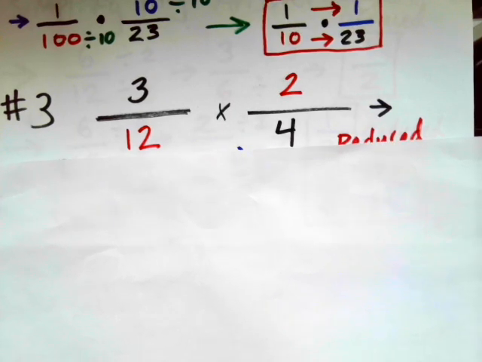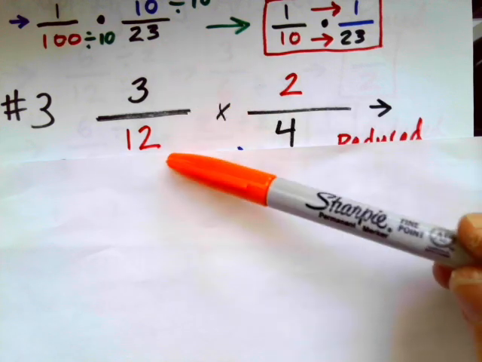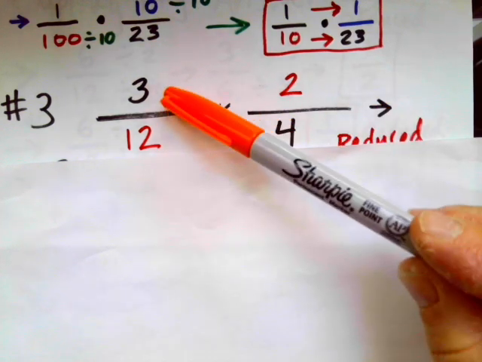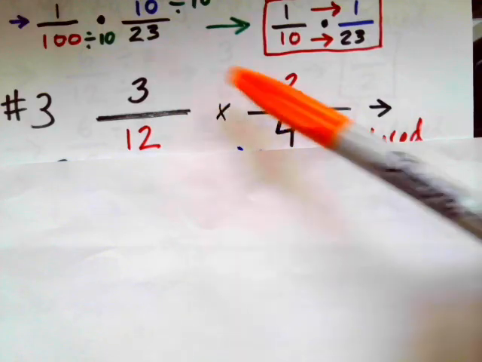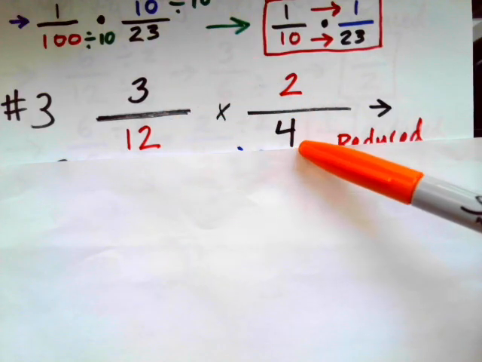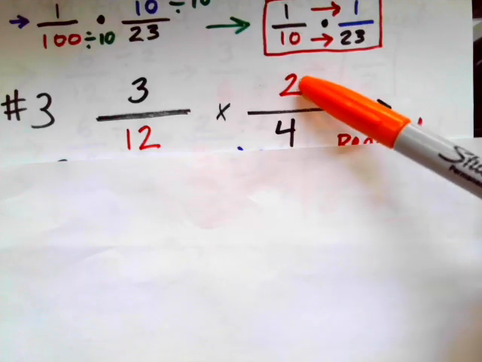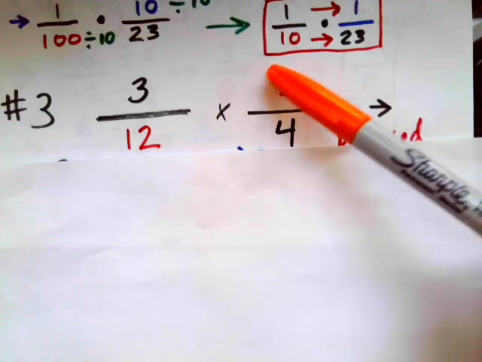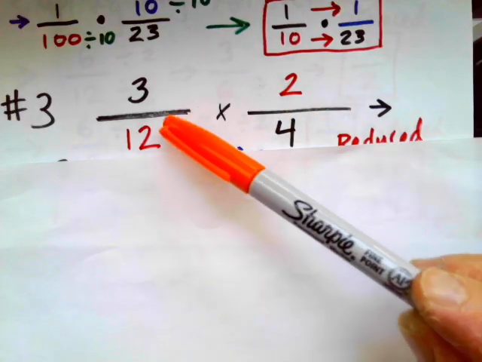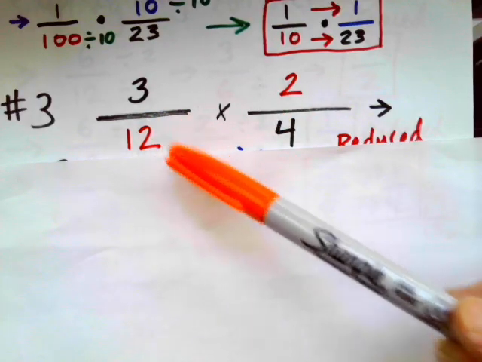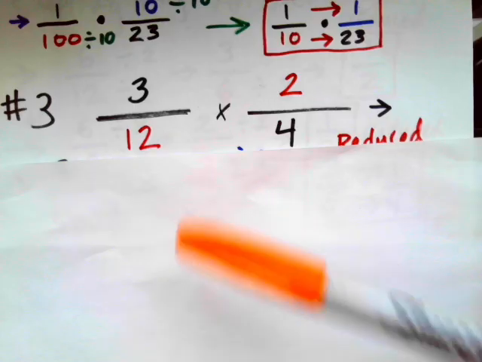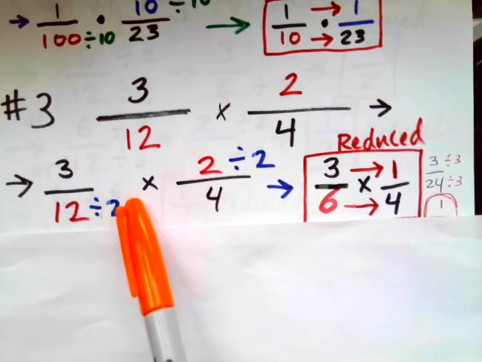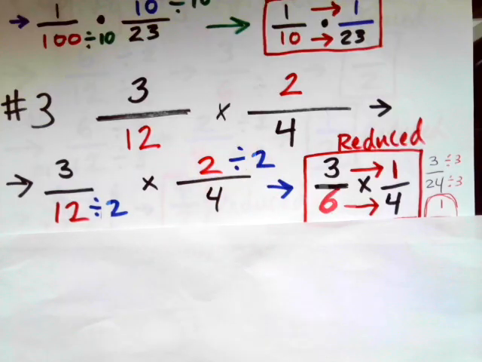Here's my third example. 3/12 times 2/4. Now, 3 and 4, only 1 will be divided evenly into those two terms without a remainder. 2 and 12 are both even numbers, and I know 2 and 12 can be divided by the same number, 2. So in this next step, I'm showing you here, 12 divided by 2, 2 divided by 2.